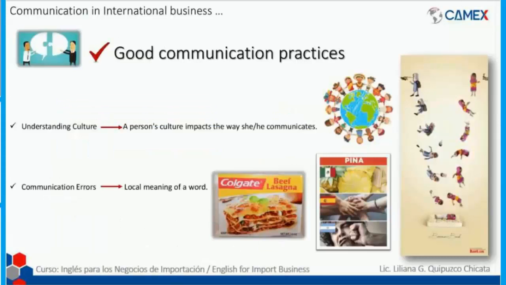So, how is it the communication in international business? So there are good communication practices, and these are the most important. It is understanding a culture. It is their person's culture's impacts the way he or she communicates. In this case, it could be the way we speak and also other signals that we use. Another one, it is communication errors, that it is the local meaning of a word.